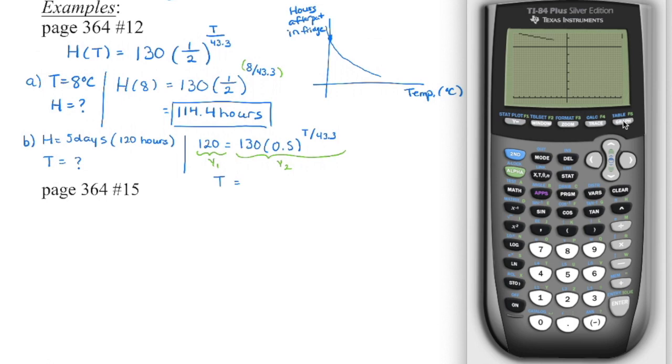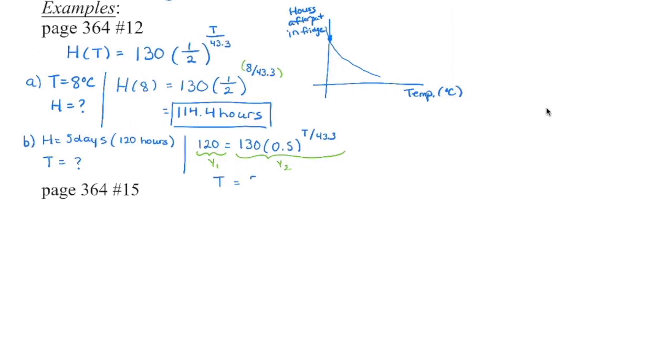We may have to adjust the window accordingly, but because it's a decay function, we know it's going to fall. We can see the point at which it crosses. So we're going to go in here, second function, trace. We're going to choose that number 5, and then scoot your cursor over here so that you're close. Your calculator prompts you: are we on the first curve? Enter. Are we on the second curve? Enter. Do you want me to guess the value? Enter. And it's the x coordinate that we want. So when y is 120, x is 5.00. The question says round to the nearest tenth of a degree, so we can fill in here that the temperature is going to be 5.0 degrees Celsius.